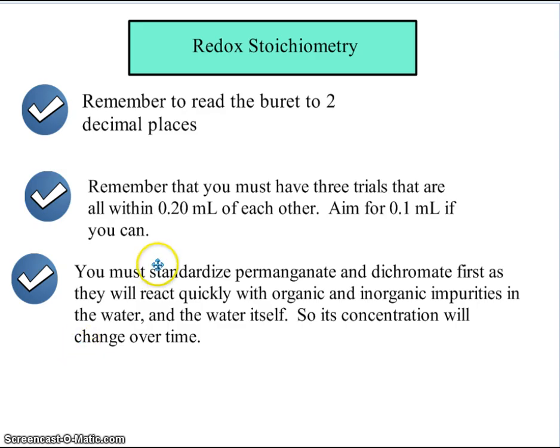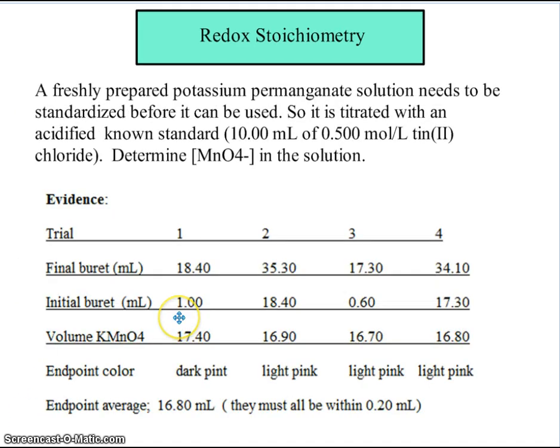So to summarize, when you do your titration, remember to read to 2 decimal places when you're looking at your burette. You need to have 3 trials that are all within 0.2 milliliters of each other. Even better, aim for 0.1 milliliters between each other. And if you're going to use a strong oxidizing agent, you need to standardize the permanganate first because its concentration changes over time. Here is a typical example of some data from a redox titration.